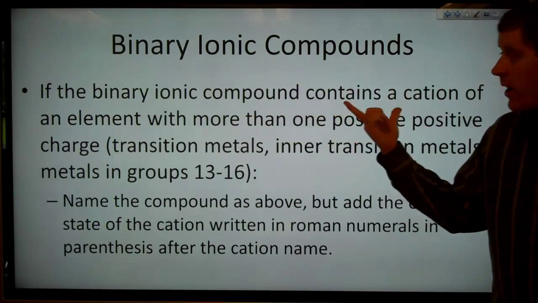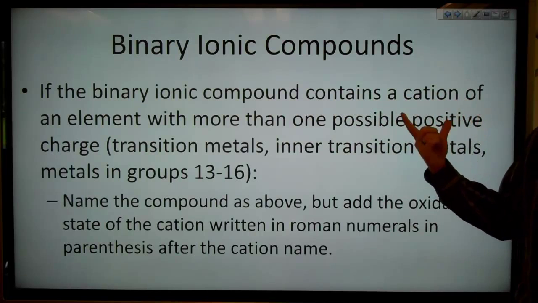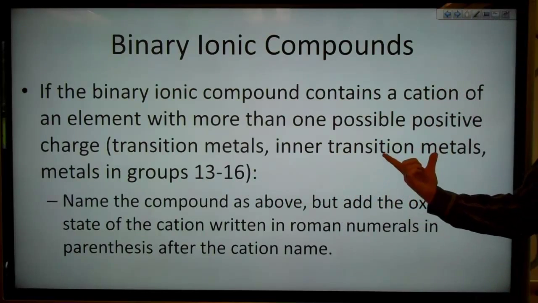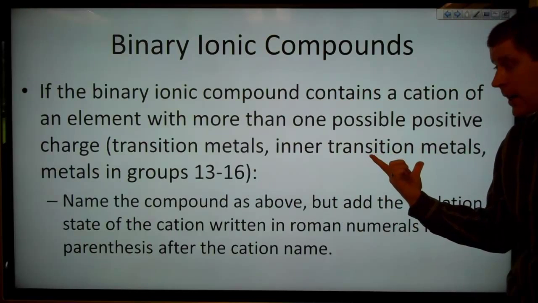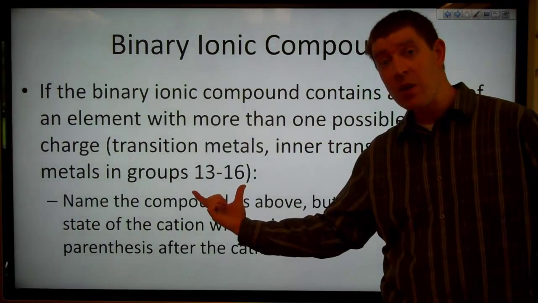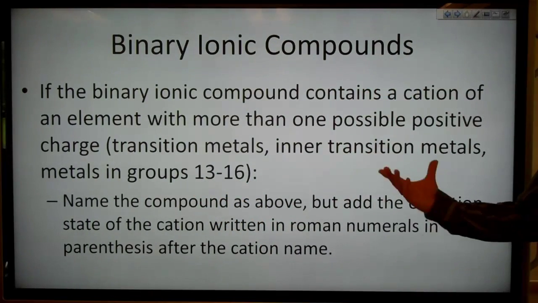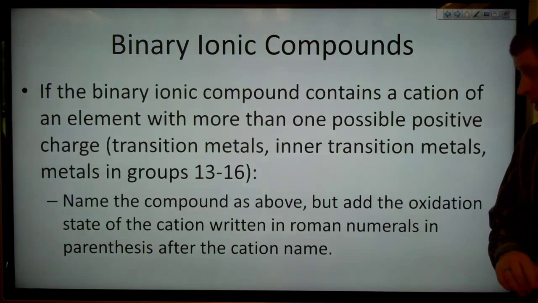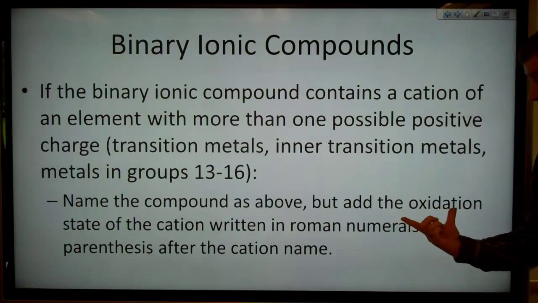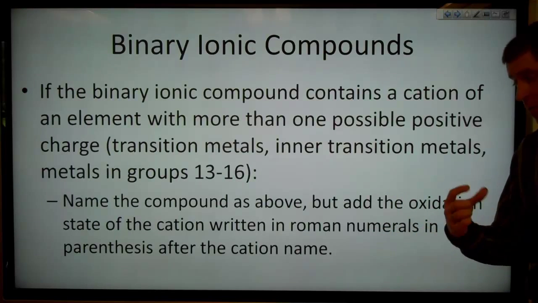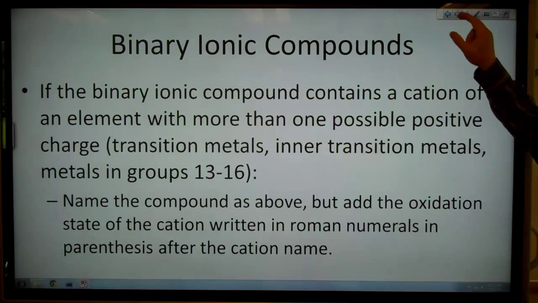So, if the binary ionic compound contains a cation of an element with more than one possible positive charge, so these are the transition metals, the inner transition metals, the lanthanides and actinides, and the metals that are in groups 13 to 16, so this is the p block metals. In this case, you need to name the compound as above, so you name the cation, name the anion, but you need to add the oxidation state of the cation, written in Roman numerals, in parentheses, after the cation name. So let's look at some examples.